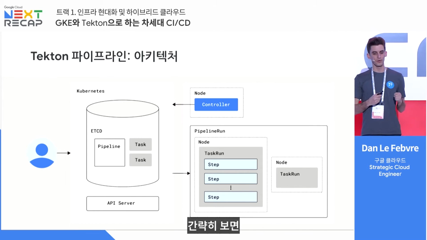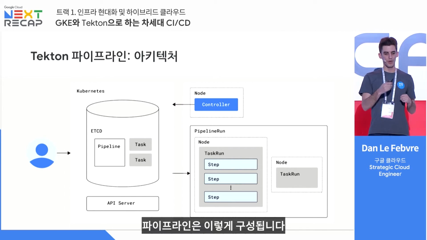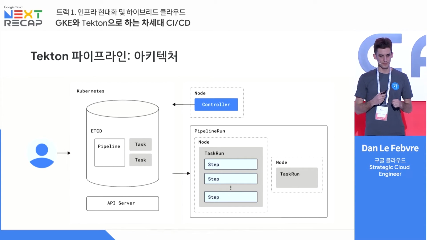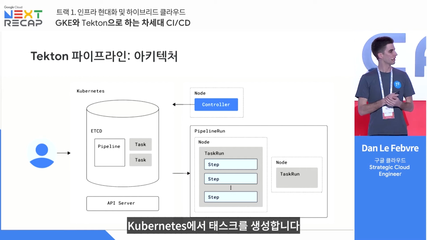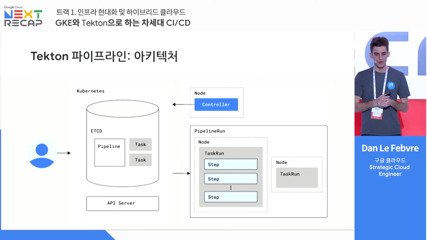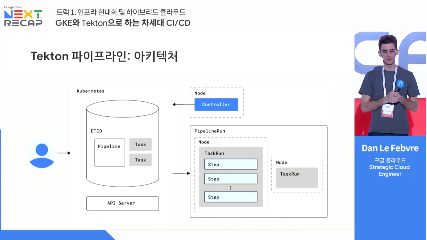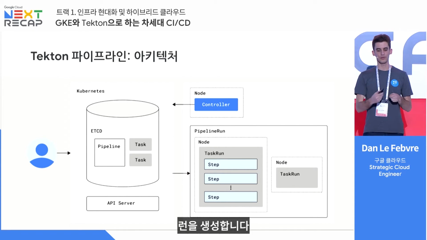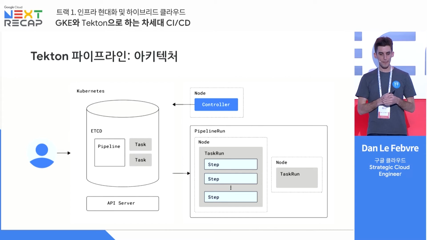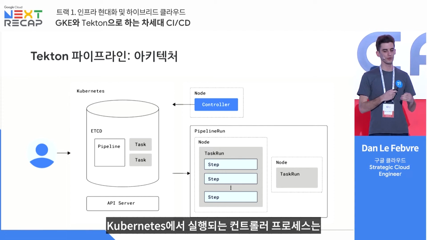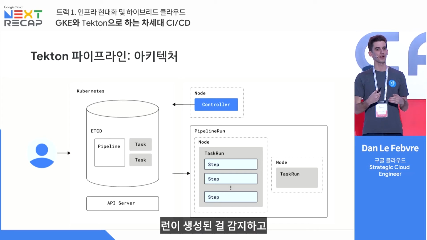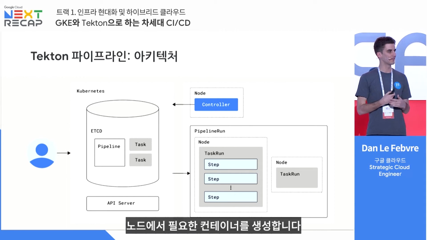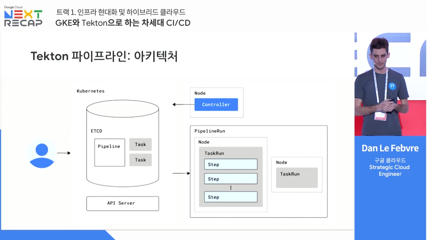At a high-level view, this pipeline looks like this. A user creates a pipeline and a task in Kubernetes, and they stay there until they're needed. And when a user wants to invoke them, the users create runs. A controller process that's running on Kubernetes will pick up the fact that these runs have happened and create the containers that are necessary on the nodes.